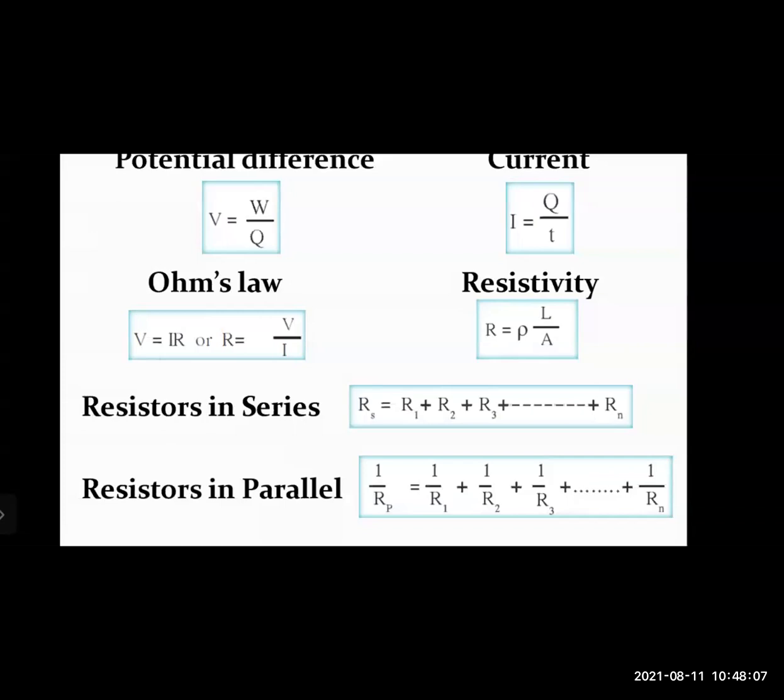Then the formula for resistors in parallel is: 1 upon Rp equals 1 upon R1 plus 1 upon R2 plus 1 upon R3 all the way up to 1 upon Rn.